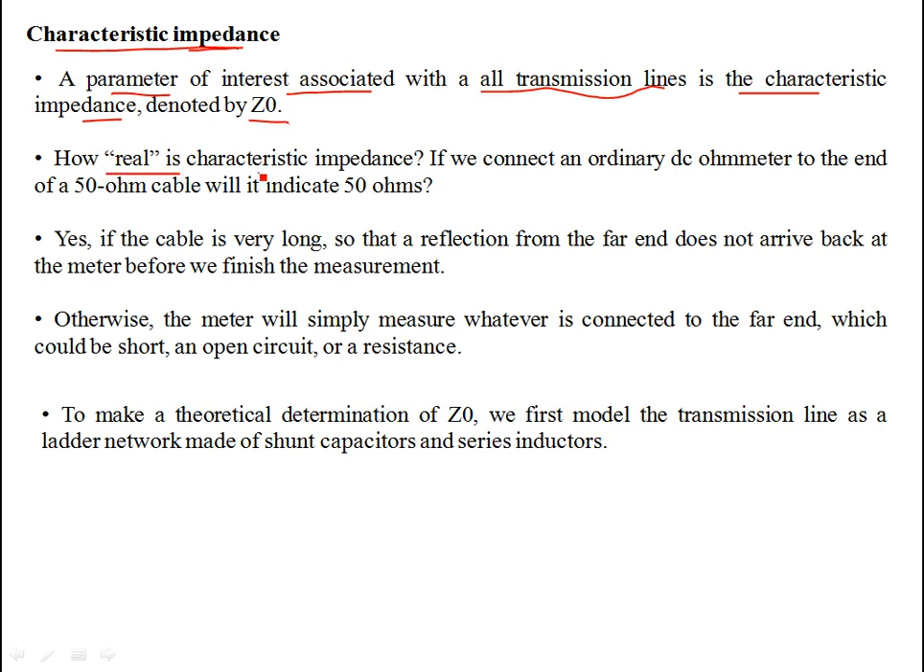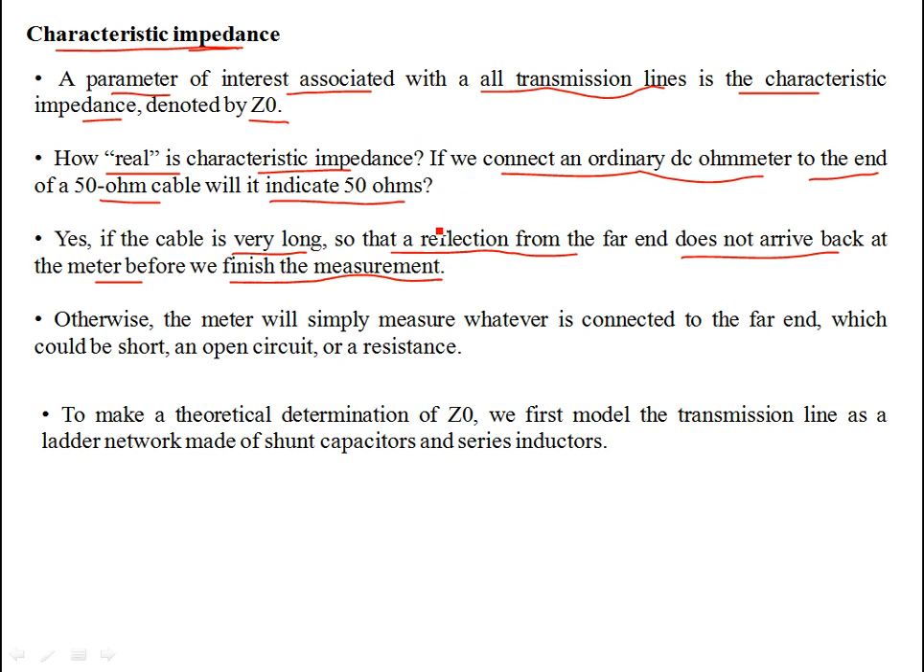So how real is the characteristic impedance? Well, if you are going to connect a DC ohm meter to measure the resistance at the end of a 50 ohm cable, will it indicate 50 ohms? So that's the question. Yes, it will indicate 50 ohms if the cable is infinitely long, so there is no reflection from the far end. It doesn't arrive back at the meter before you finish the measurement. So yes, we can still measure 50 ohms.